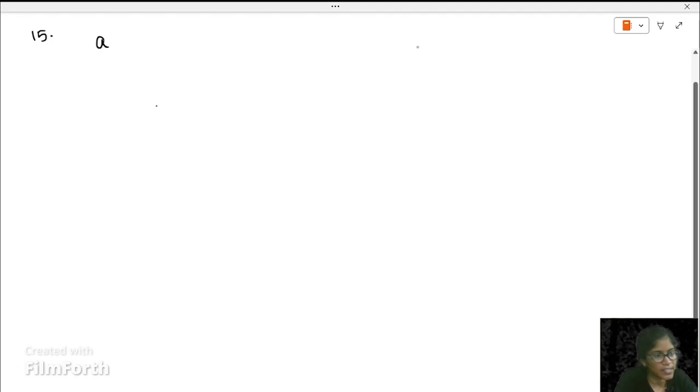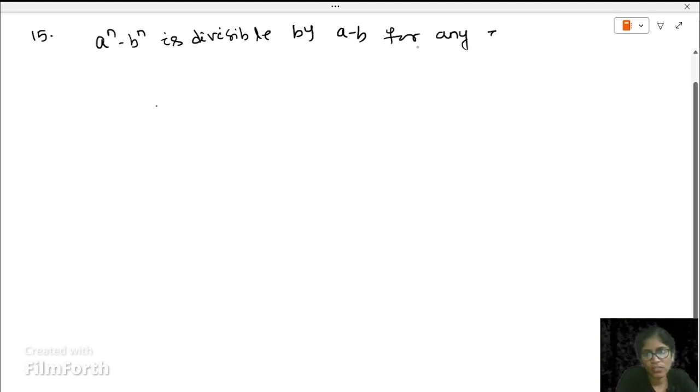Synergize in your exam. Okay. a to the power n minus b to the power n is divisible by a minus b for any integers a and b with a minus b not equal to 0.